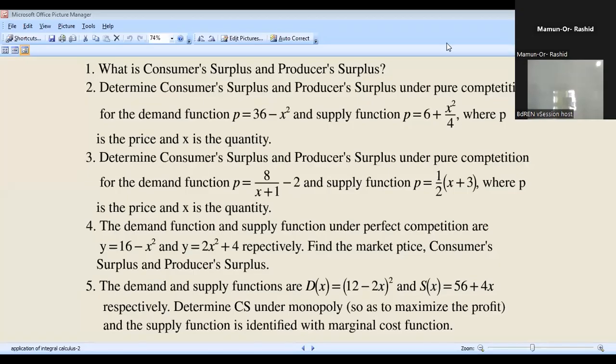Now we'll try to solve example 2. Two functions are given. One is the demand function, p equals 36 minus x square, and the supply function, p equals 6 plus x square by 4, where p is the price and x is the quantity or number of units. We have to find the consumer surplus and producer surplus for this problem.